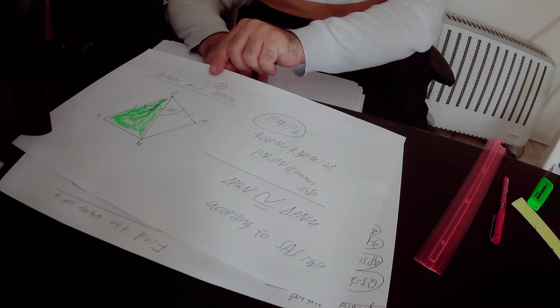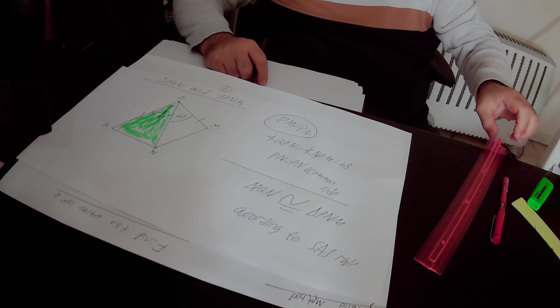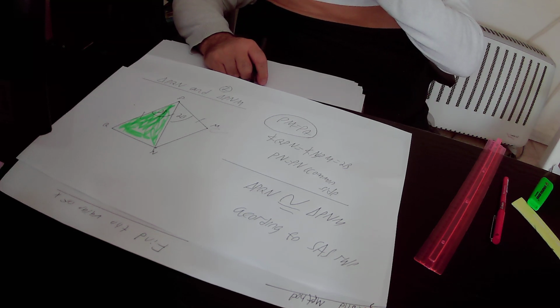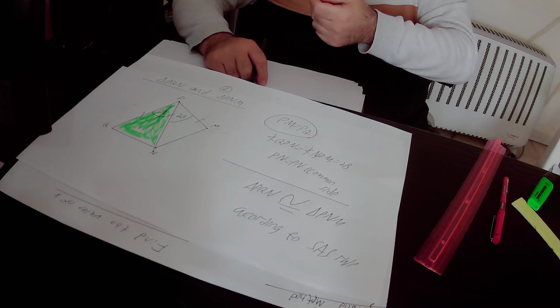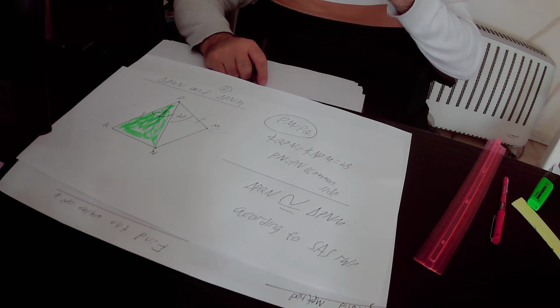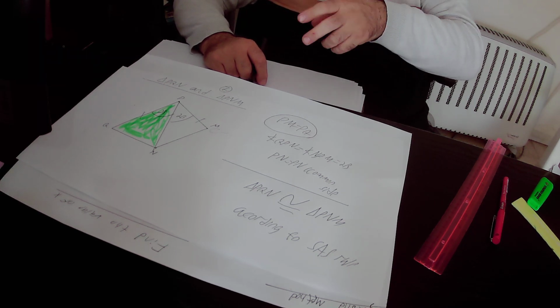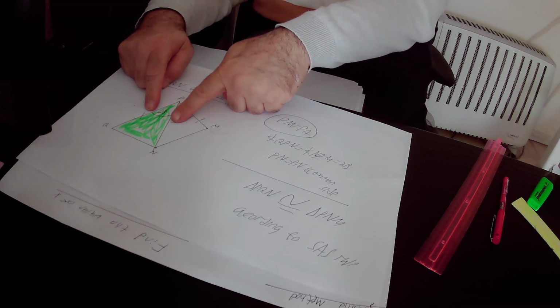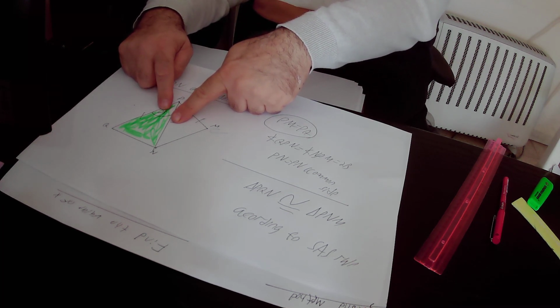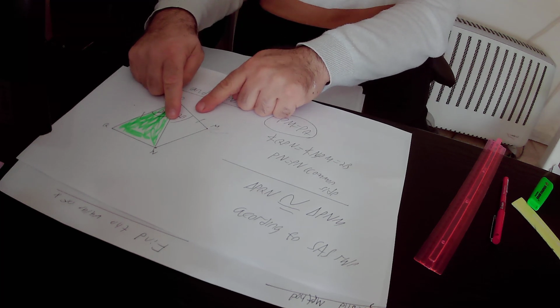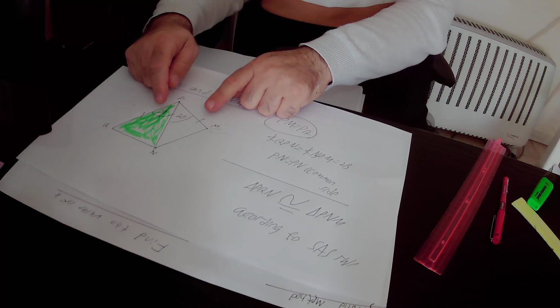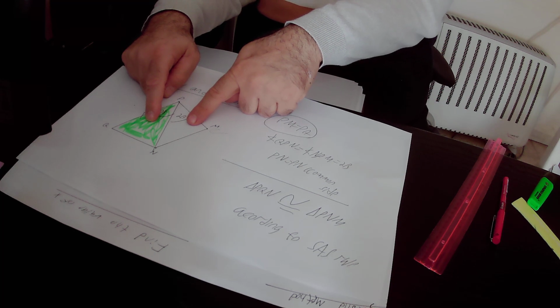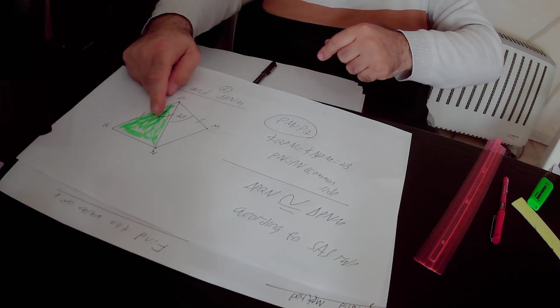So what is the side angle side rule? The side angle side rule states that if two sides and the angle between them in one triangle are equal to two sides and the angle between them in another triangle, then those two triangles are congruent according to the side angle side rule. And we proved that those two sides in the green triangle and the angle between them are equal to those two sides and the angle between them in the white triangle. Therefore, those two triangles are congruent.